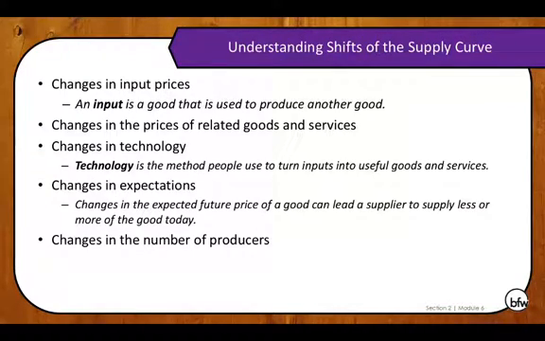There can also be a change in the price of related goods or services. Remember, goods can be related to each other either as substitutes for each other or as complements of each other. So here, sometimes goods are substitutes in production, meaning, let's say you're a farmer and you have an acre of land. You can produce corn on that land, or you could substitute corn production for wheat production. So wheat would be a substitute in production for corn.